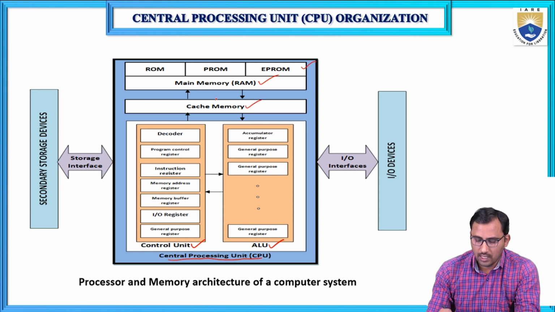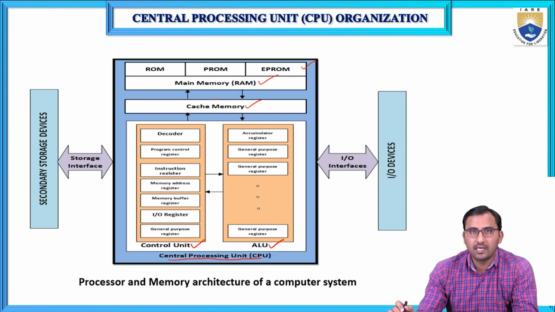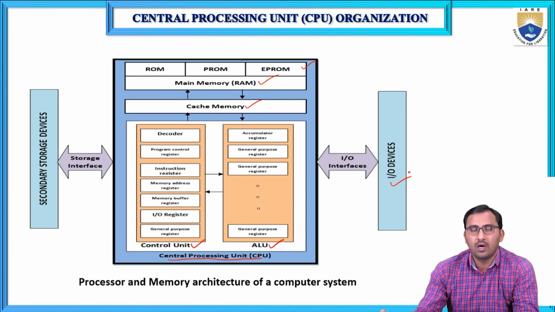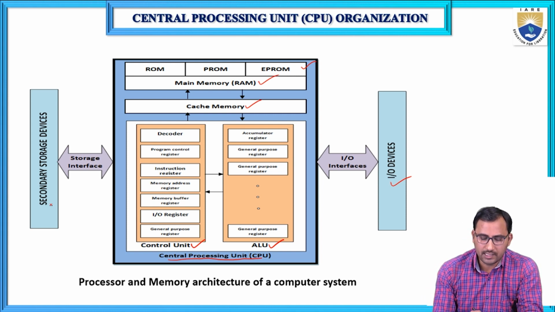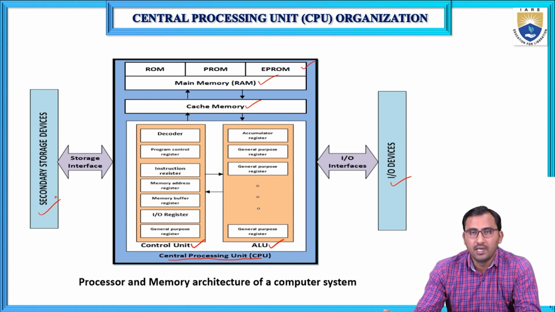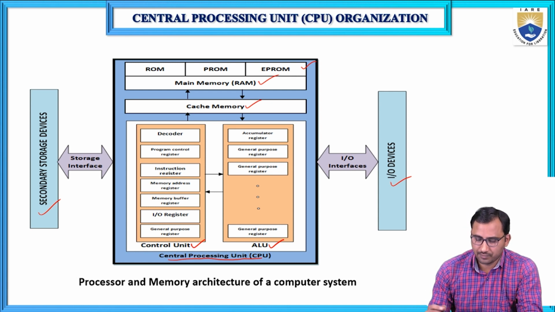Also, with this CPU we are connecting some IO devices, some input or output devices, and we can also connect secondary storage devices with this computer. So this is the processor and memory architecture of the computer system. We will discuss one by one.